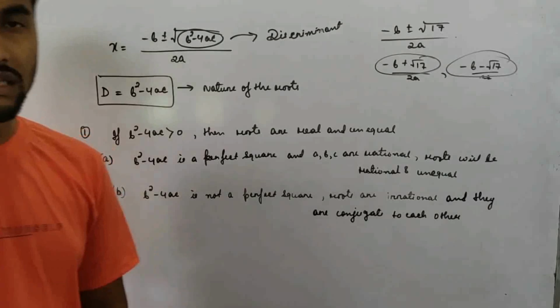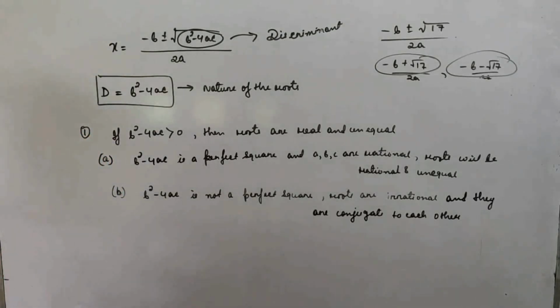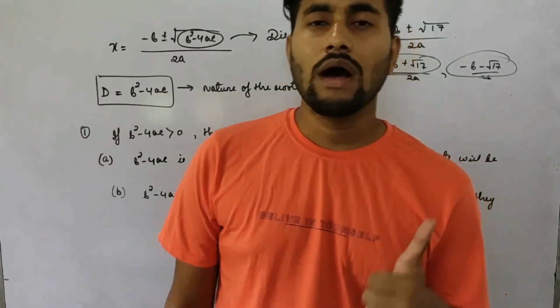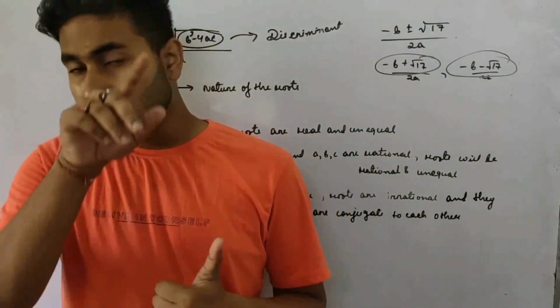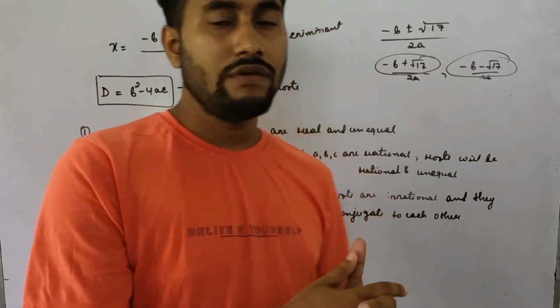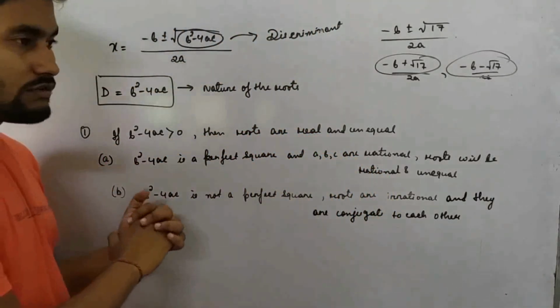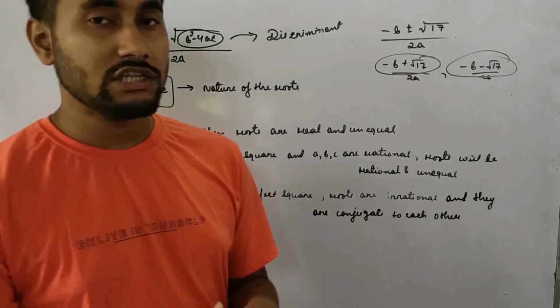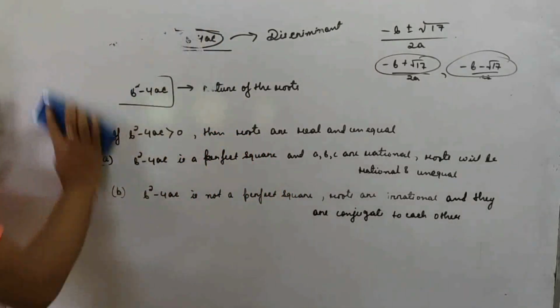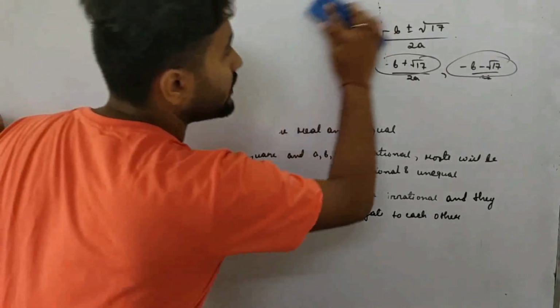So now we can start the exercise. So remember, in two cases our roots will be conjugate. One is if the roots are imaginary. Another case is if the discriminant b square minus 4ac is not a perfect square, irrational, then also you will get conjugate roots. Because questions will come from conjugate roots.